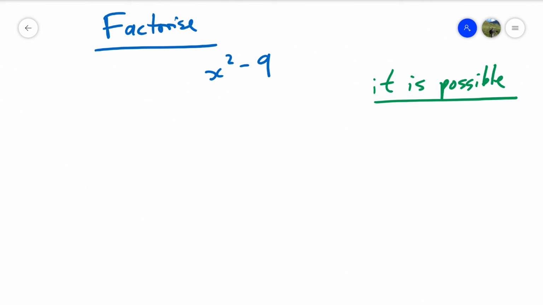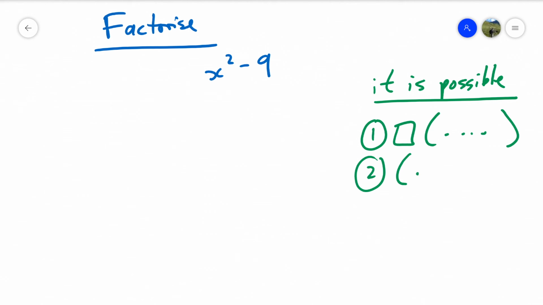Then my final clue is, remember the process. The first thing is we try and find something that's in common. If that isn't the case, then we try and do double brackets. And I'm telling you, this is definitely possible to factorize. So one of these two is going to work. I promise. Okay, go away and try again if you couldn't do it. And, well, clearly number 1 doesn't work, so it's going to have to be number 2.